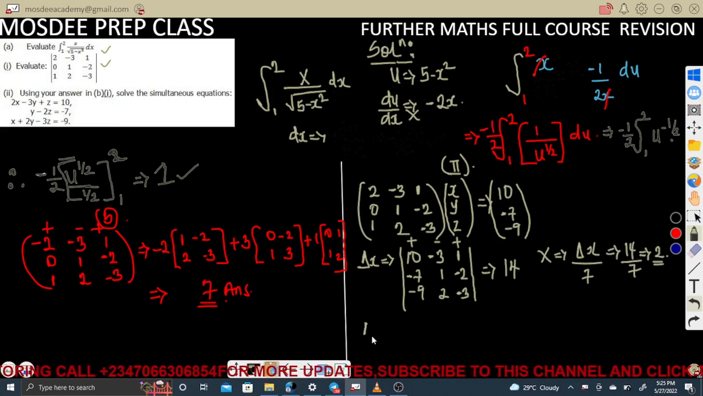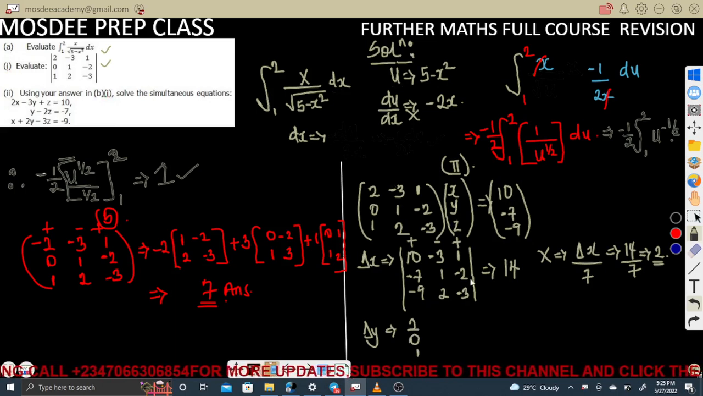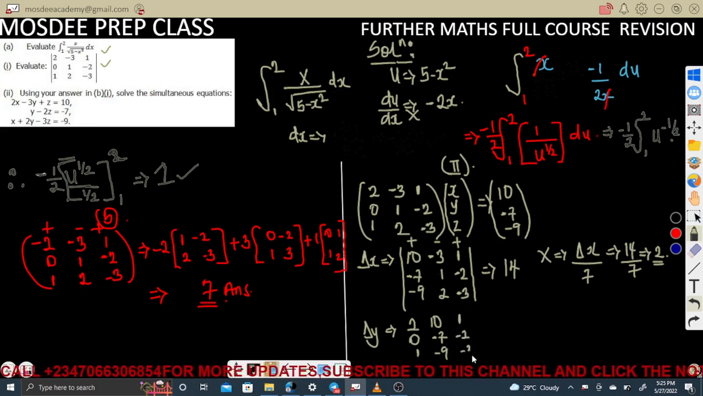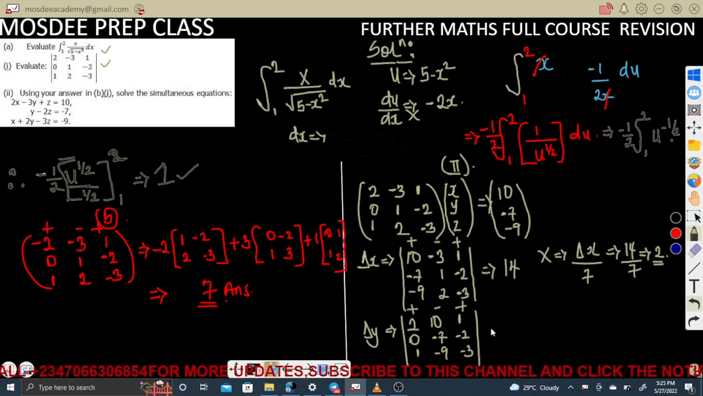So if you want to get delta y, that means in the y position of this, you are going to put this. You can see it's simple stuff. 2, 0, 1. So this is the y position. I'm going to substitute this: 10, -7, and -9. And the last one is 1, -2, and -3. So you go for the determinant of this. If you go with plus, minus, plus, you should get -2, I guess. I'm not sure about this one. You should get, okay, -7. Yes, I'm sure now. -7. So that will be the determinant of this if you solve.